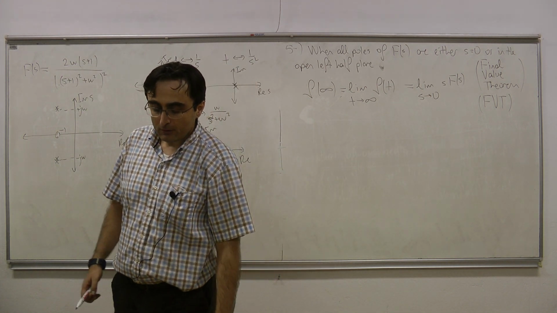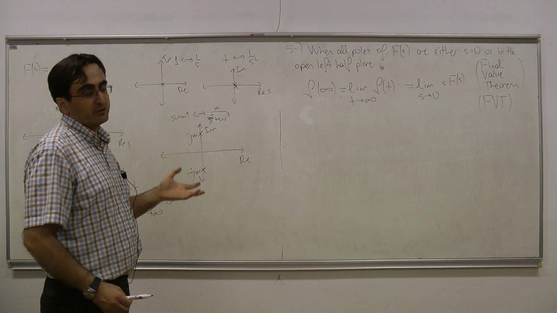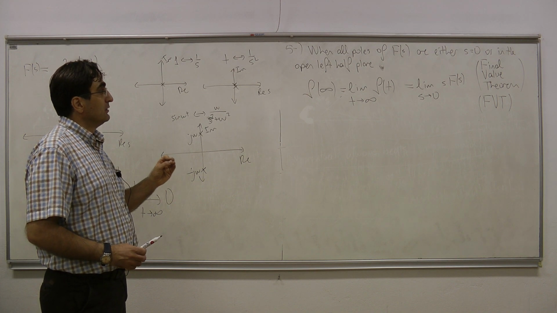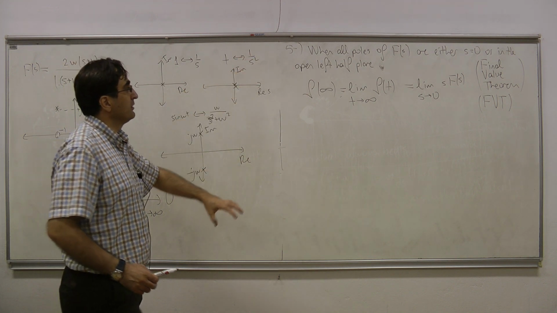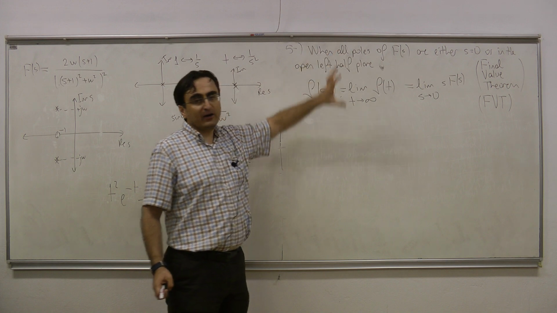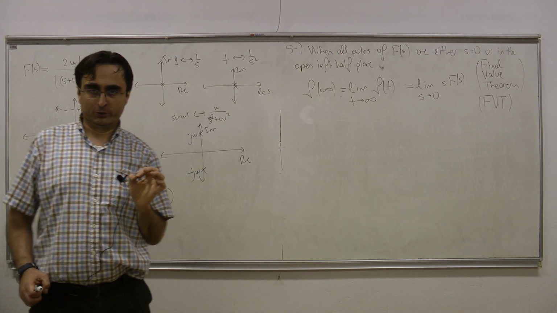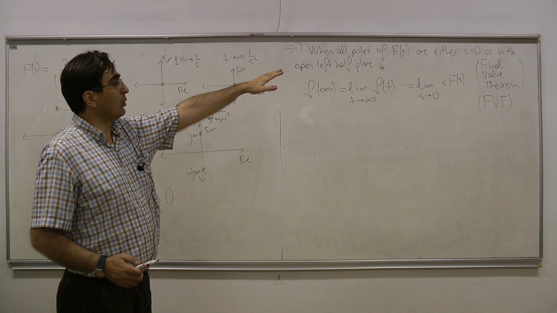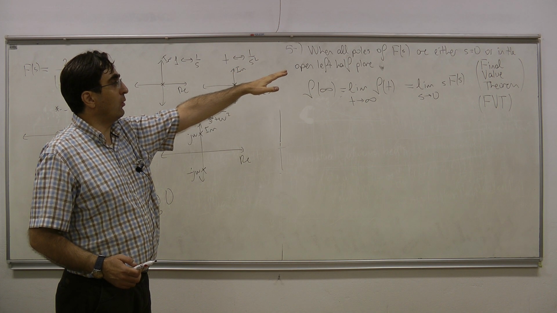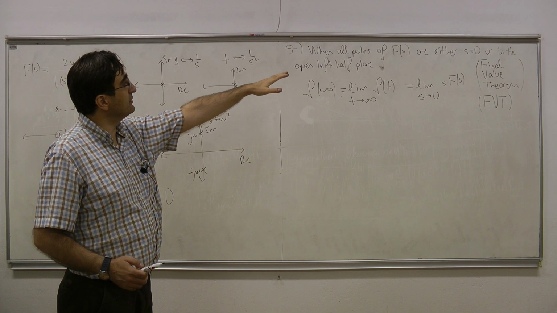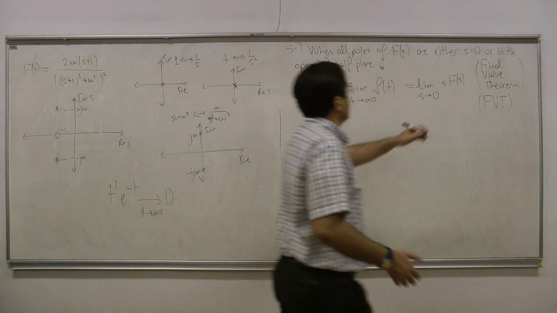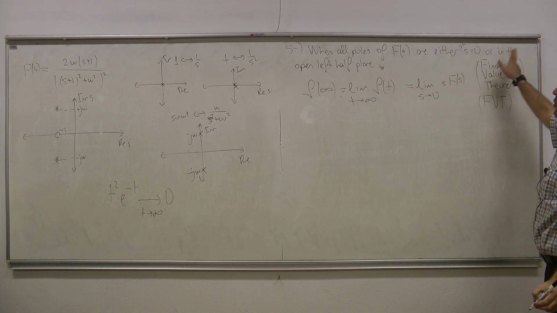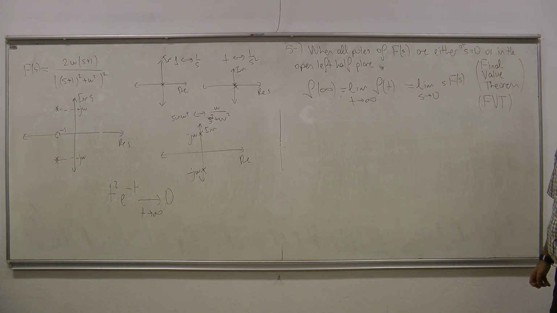But there are some conditions for that. This is not always true. And the first part here, this text, specifies when this is true. What does it say? When all of the poles of F of s are either at s equals to 0, or in the open left half plane.